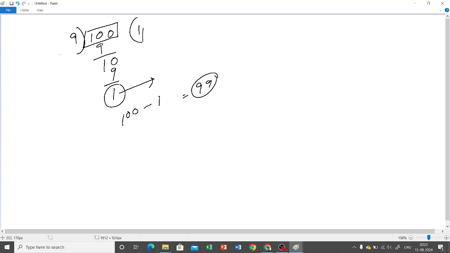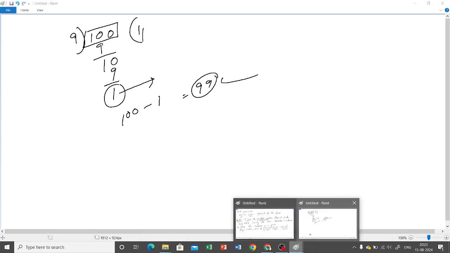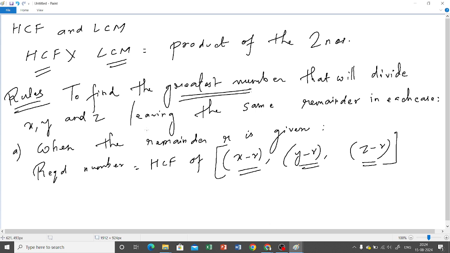Now if you divide 99 by 9, you see 99 becomes divisible by 9, or 9 becomes a number which can divide 99. You got my point? So remainder is a thing to subtract. So here we are finding out the greatest number that will divide x, y, z, leaving the same remainder in each case.